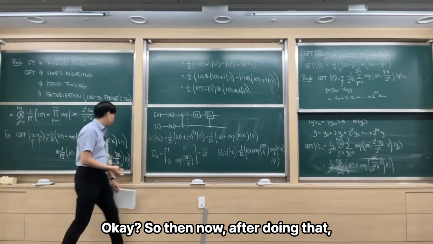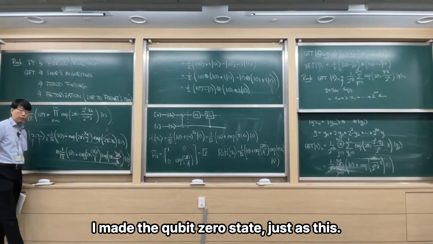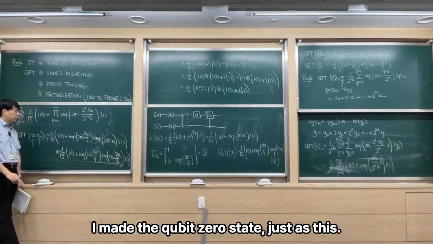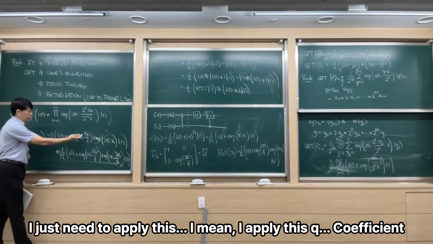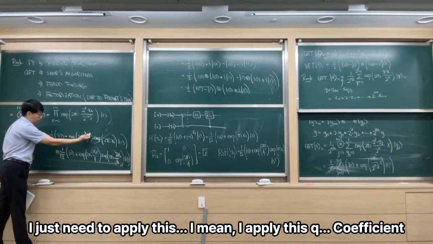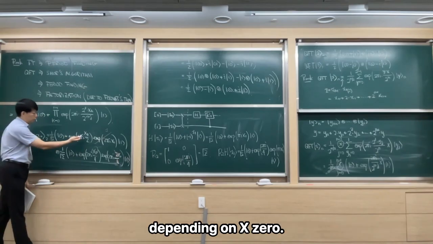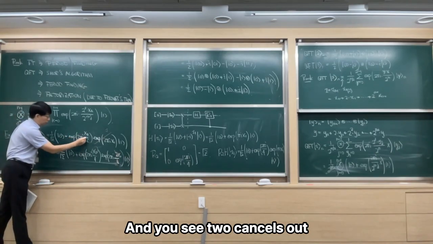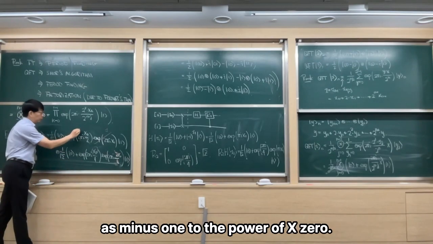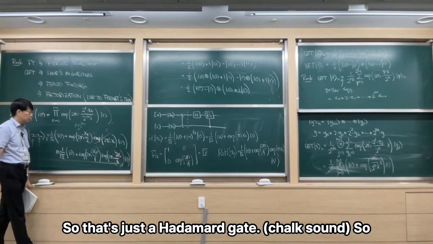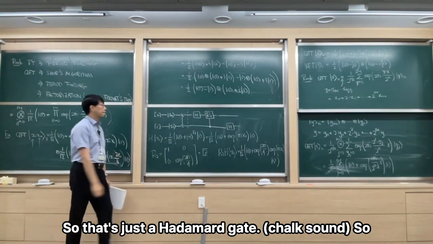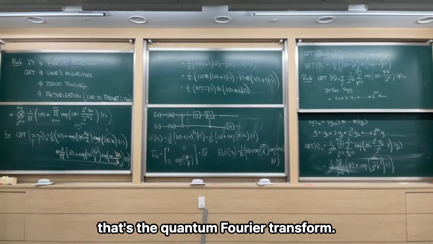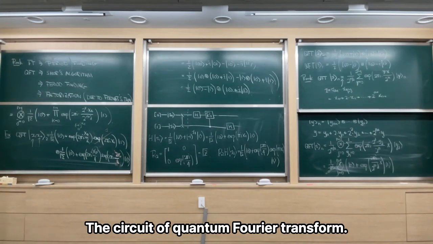So now, after doing that, I made the qubit 0 state just like this. And how do I make this qubit 1 state? I just apply this coefficient depending on x0. And you see the 2 cancels out, and this is exactly the same as minus 1 to the power of x0. So that's just a Hadamard gate. So that's the quantum Fourier transform, the circuit of the quantum Fourier transform.